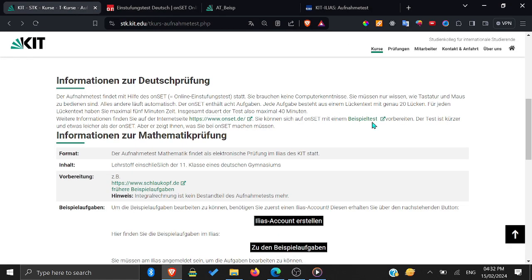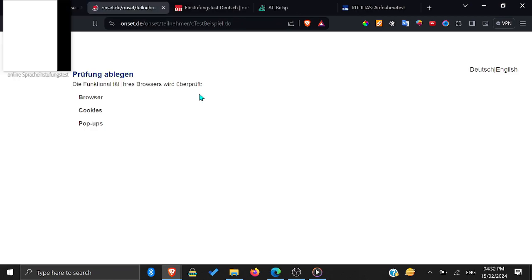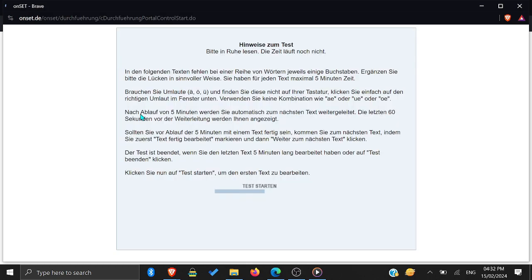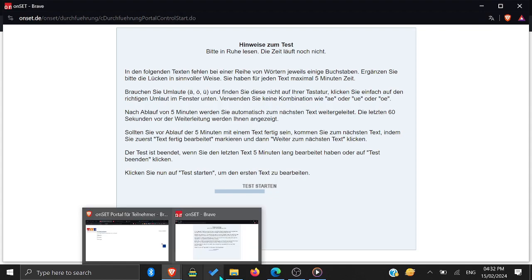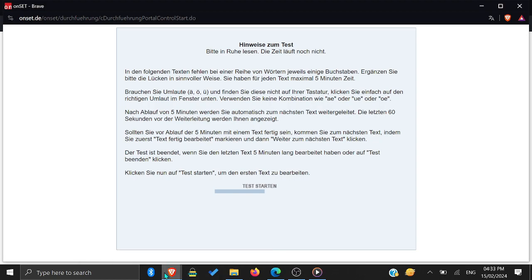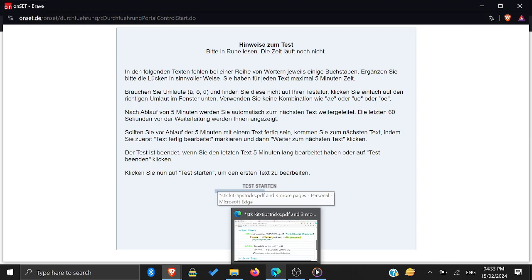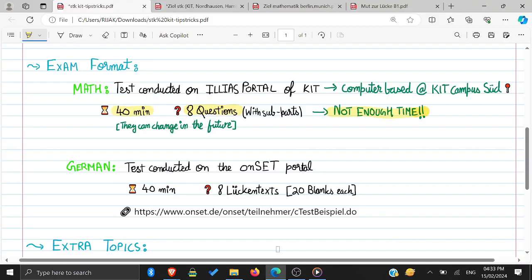Here you also have the Beispiel test. I would really recommend you do this because it is exactly the same format as the real test, but not the same difficulty level. It is somewhere around that. On the page it is written as etwas leichter. So don't just take it that it's going to be this hard. It can be harder. I've also left the link here for the Beispiel test.